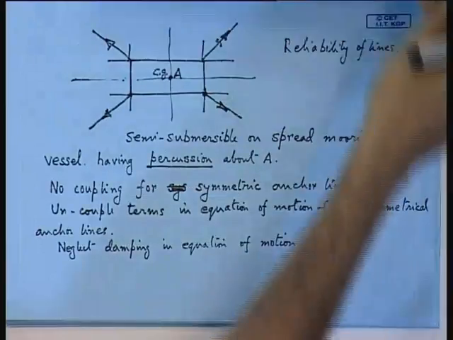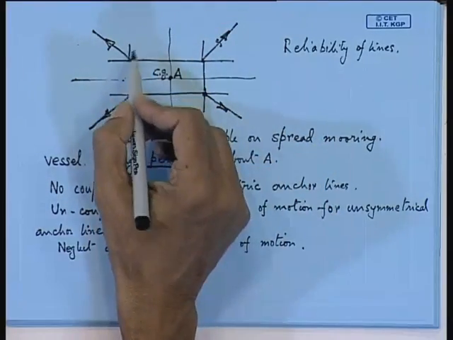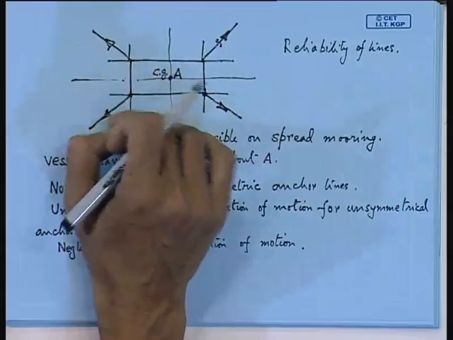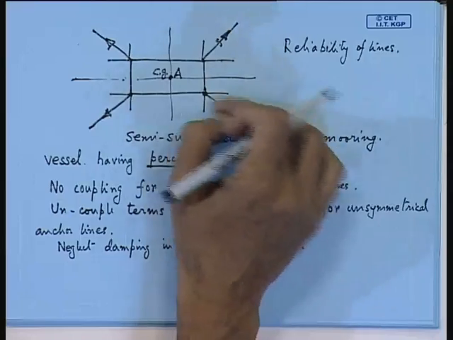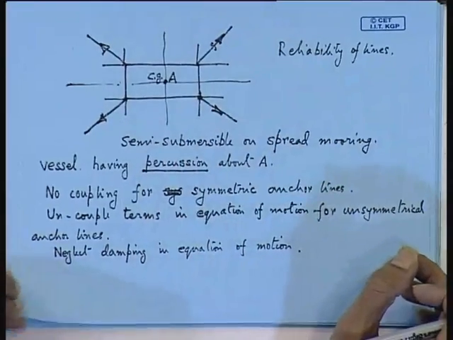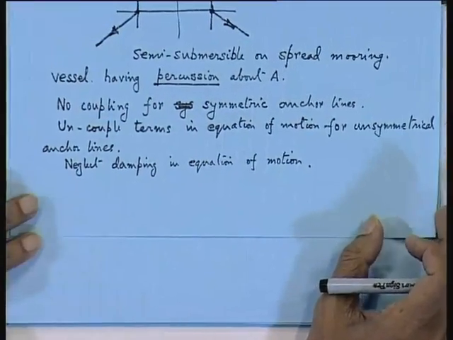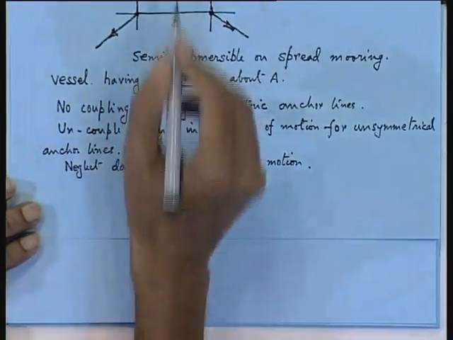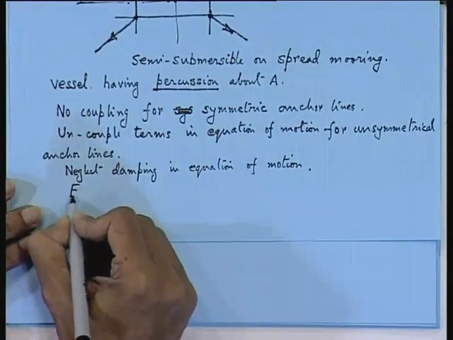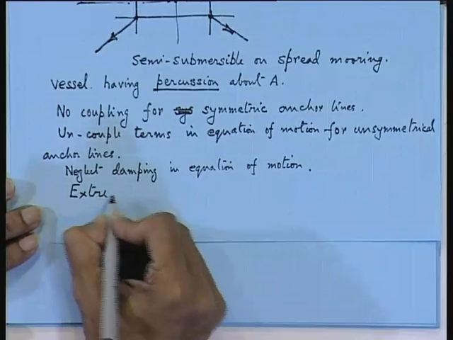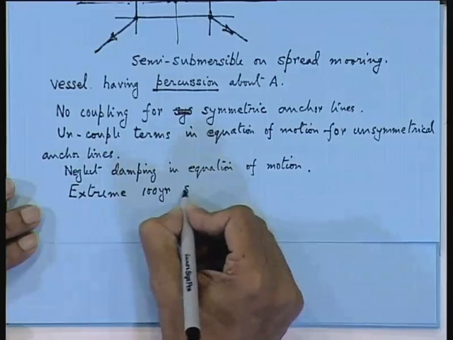Just one example. And here what I have shown you is only 4 lines, but in actual practice you will find you have 3 in one corner. Say this represents, you will find that normally when you calculate the strength of the anchor lines, you calculate on the basis of, say, a semi-submersible moored at a particular location, isn't it? So extreme load conditions, or rather you write extreme 100-year storm condition.